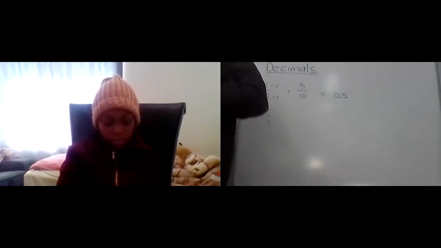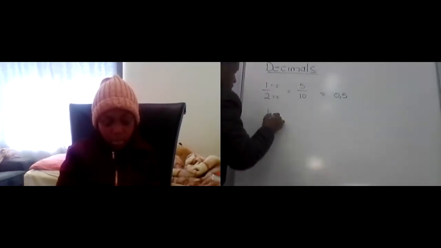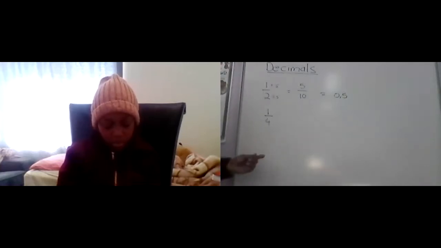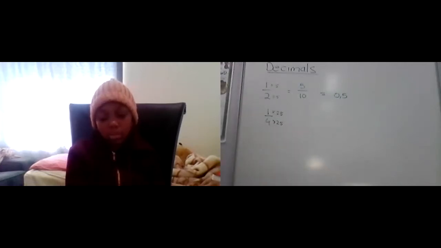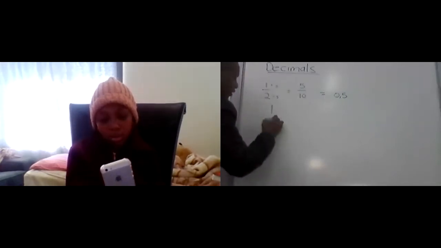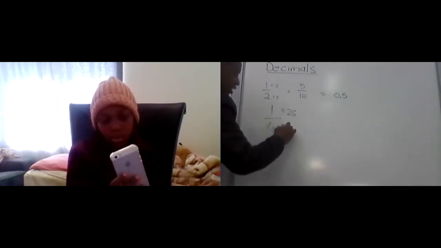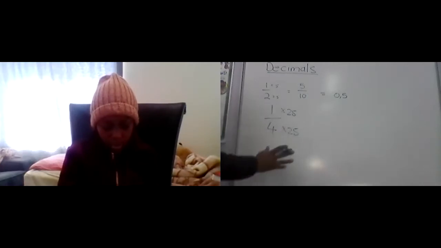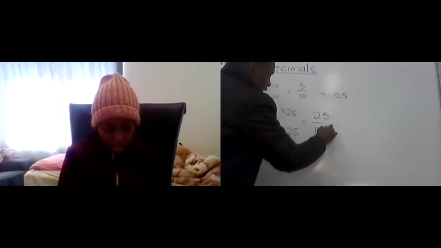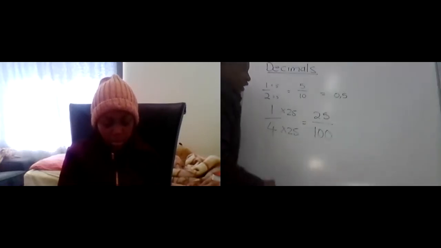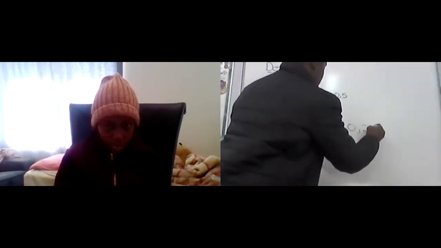1/4. This is one of the common fractions. How many 4s do I need to make 100? I need 25 fours. So I have to multiply the numerator by 25 as well. So the common fraction is 1 over 4. I multiply this by 25 because I need 25 fours to make 100. That will change my fraction to 25 over 100. And this will be 0.25.